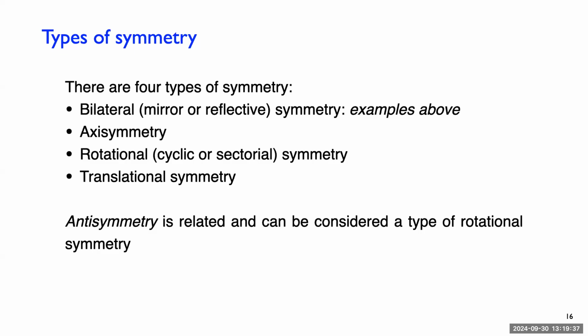So there are other types of symmetry. Bilateral, or mirror, or reflective symmetry is the classic example. But we've already looked at another type, called axisymmetry, or axisymmetric. There are other types as well. And just be careful: axisymmetry is not the same as asymmetry or antisymmetry. Just because they start with an A and end with symmetry, they're not the same thing. So just be careful.